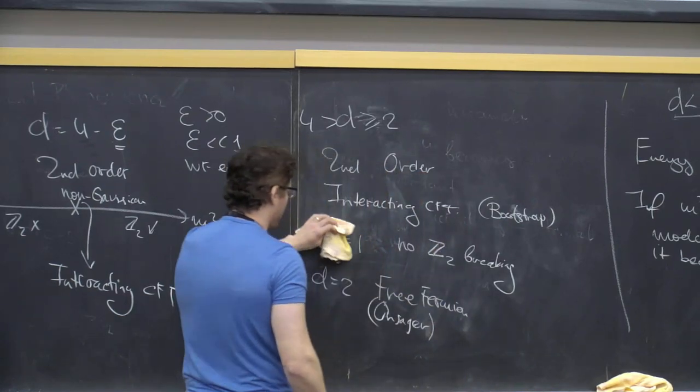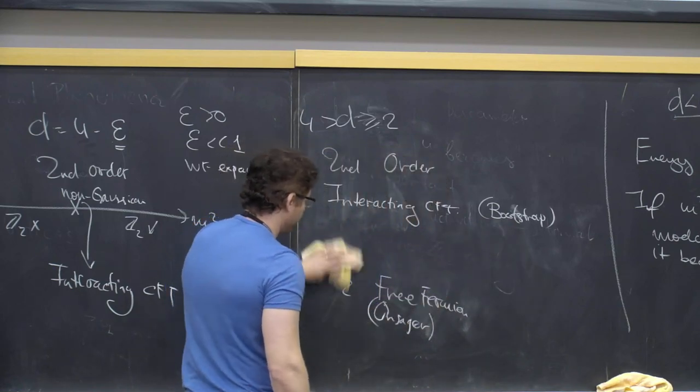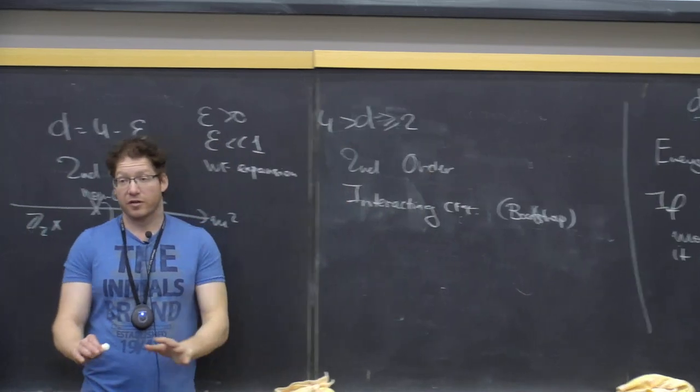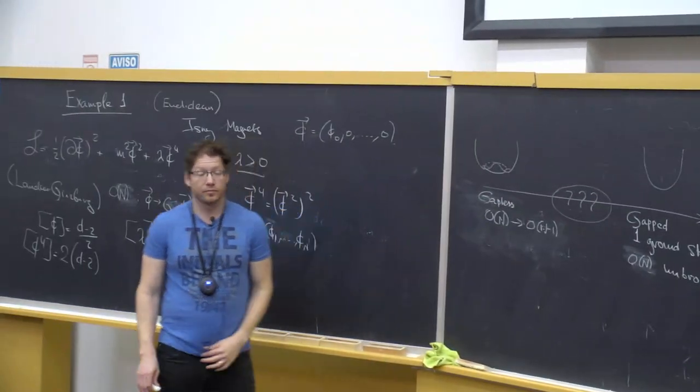I can remove the comment about n equals 1. It's not relevant anymore. And I can remove the comment about n equals 2. It's not going to be important. So this stays the same. So there is a second order phase transition with an interacting conformal field theory for any n.